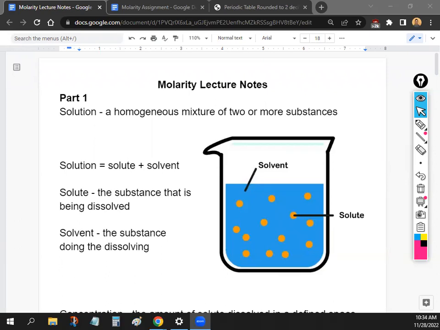Okay, so that's what a solution is. I know that we think of solutions as answers to a problem, but in chemistry, a solution is just kind of like a mixture that looks like one thing.